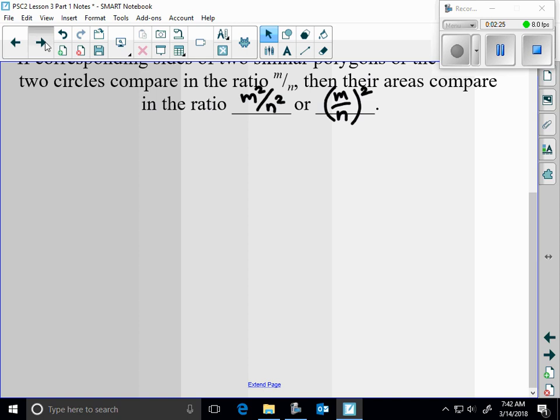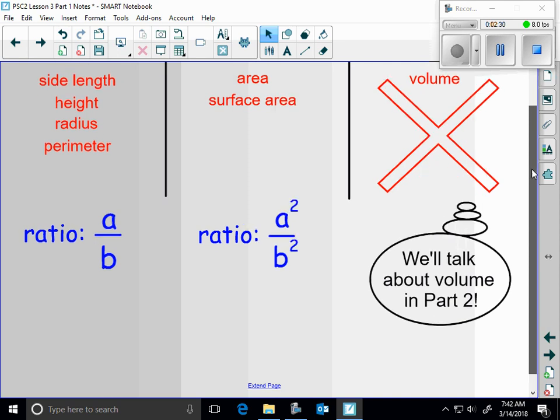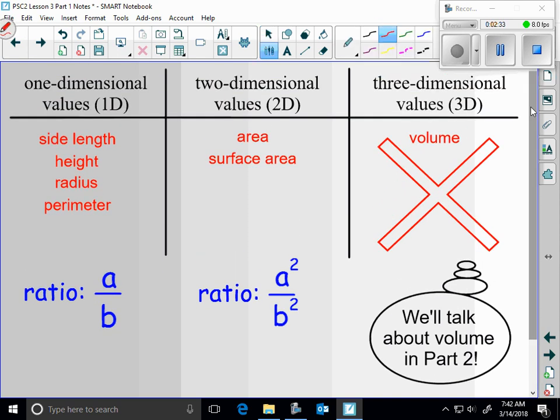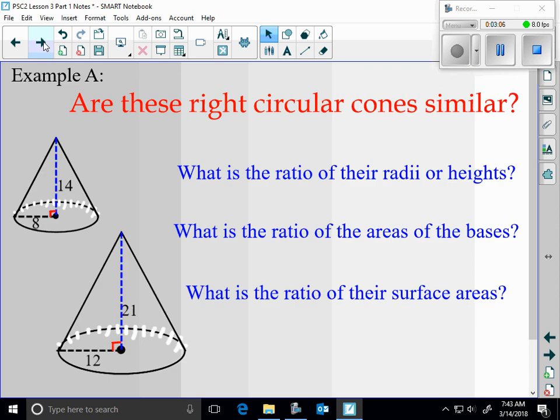All right, let's do a couple examples. Okay, I like to make this table. This is your one-dimensional value, like your side length, right? This is your surface area or area, which is your two-dimensional. And then we'll talk about volume in part 2 of this lesson, which is tomorrow. What you'll notice is that if I have a ratio of a over b, then my ratio for the areas would be a squared over b squared. And you might anticipate for tomorrow it will be a cubed over b cubed. So let's move on to a couple of examples using these tables.